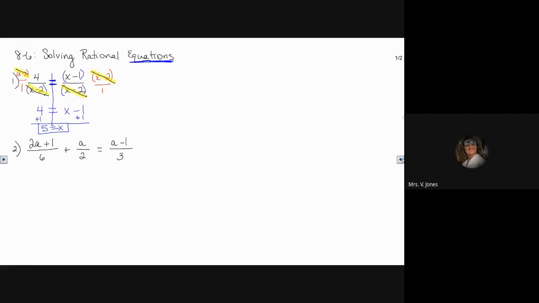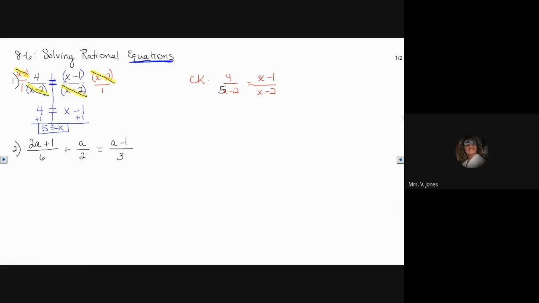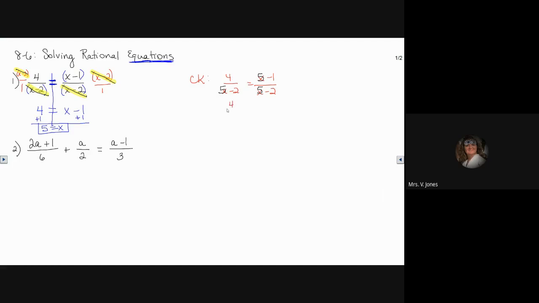Now, I know how you guys are, but you should go over and you should do a check. You go back to your original, and you take that 5 and you plug it in. So if we take that 5 and plug it in everywhere you see an x, we're going to see if it comes out to be the same. So on the left side, we have 4 over 3, because 5 minus 2 is 3. On the right side, 5 minus 1 is 4, and 5 minus 2 is 3, so it checks out. So that is definitely our answer, x equals 5.